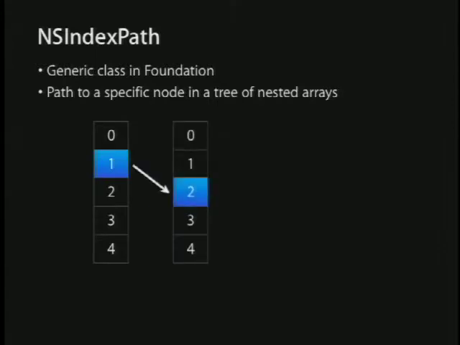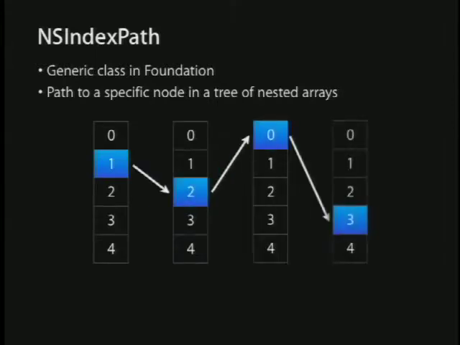All right. There's one class we have to talk about before we can actually use this. And this is another class provided by the Foundation Framework. And we've been talking about the Foundation Framework all along. It's the thing that provides NSArray, NSDictionary, all these base objects. There's another one we haven't mentioned, and that's NSIndexPath. It's actually just a generic class in Foundation that provides basically a path to a specific node in a tree of nested arrays. You know, it's kind of a weird way to say it. Effectively, it's an array of integers is basically what it is.